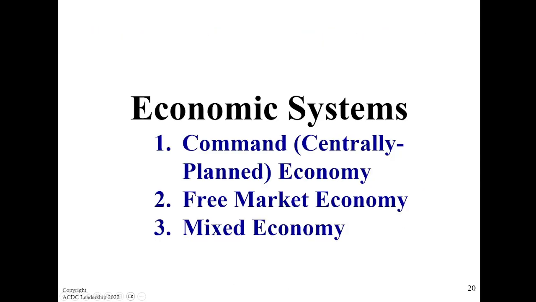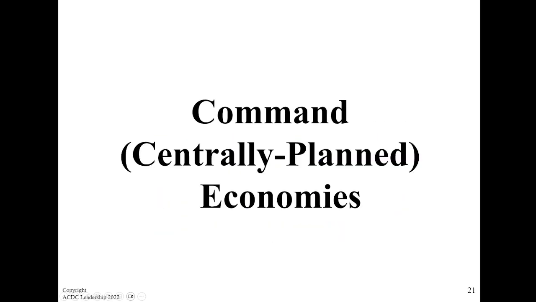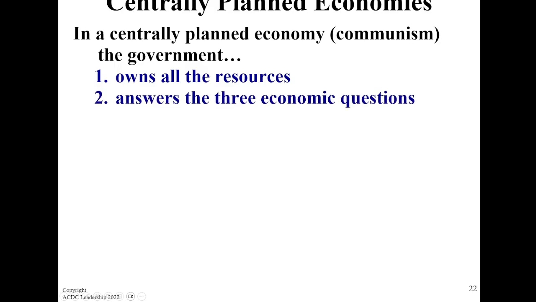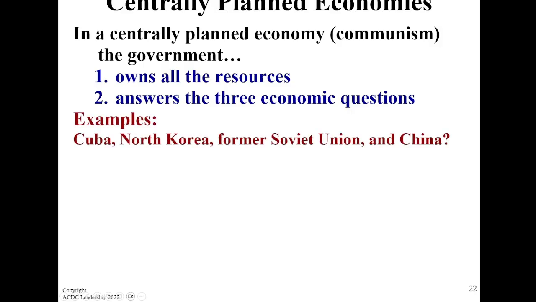So here are the 3 economic systems. The first one is communism. Think of the Soviet Union, China, Cuba. The second economic system is capitalism. And the third economic system is a mix of the 2. Let's start off with communism. Communism is essentially a planned economy run by the government, meaning there are no businesses, no stores, everything is run by the government. The government owns all the resources and is the one to answer the 3 economic questions. For example, Cuba, North Korea, the Soviet Union, and China.